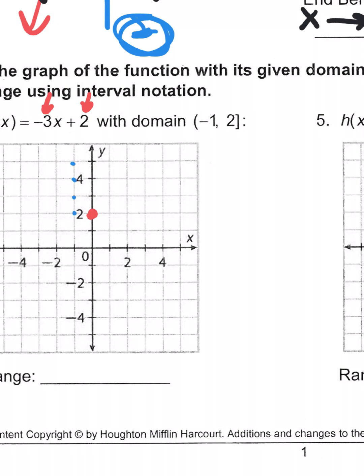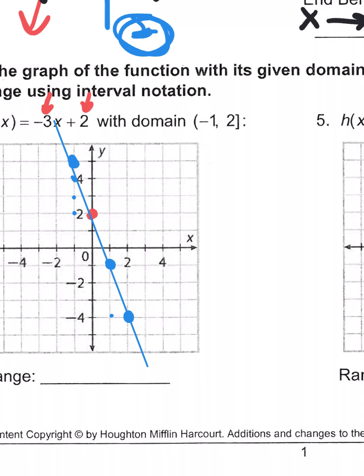Back 1, up 1, 2, 3. So here's my next point. And then we're just going to do that again. We're going to go down 3 over 1 like this. There's my next point. Let's do it again. Down 3 and over 1. So that's right here. So we get our line plotted. So let's pass a line through all of those there. Okay, pretty good. So, and it says with this domain.